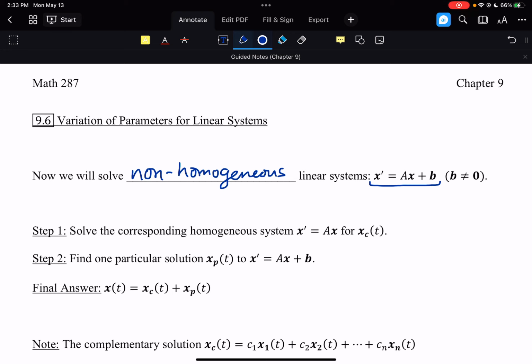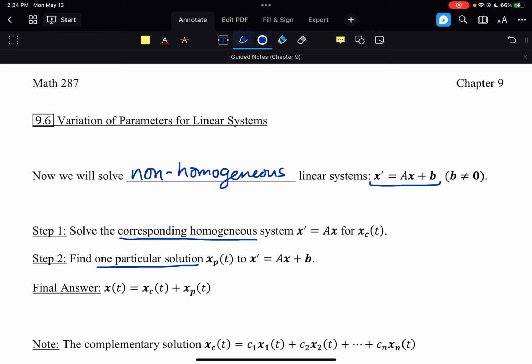The system that we have for solving something like this incorporates the work we have done the whole chapter and a new step. So for step 1, we solve the corresponding homogeneous system for our complementary solution. Then for step 2, we find one particular solution to that non-homogeneous version. And then our final answer is, of course, the complementary plus the particular, just like we saw back in chapter 8 as well, when we were solving single differential equations.